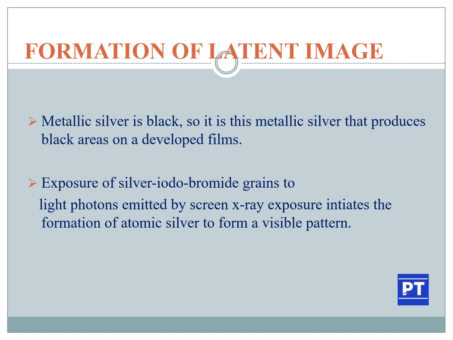Formation of the latent image. So how is a latent image formed? Metallic silver is black, so it is this metallic silver that produces black areas on a developed film. Exposure of silver iodobromide grains to light photons emitted by the screen, or X-ray exposure, initiates the formation of atomic silver to form a visible pattern.